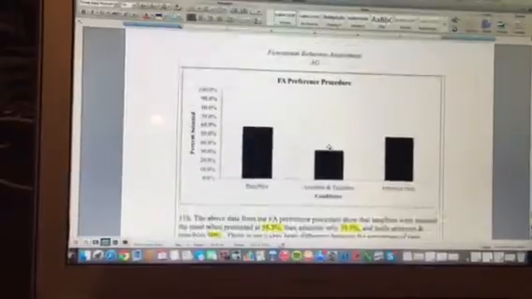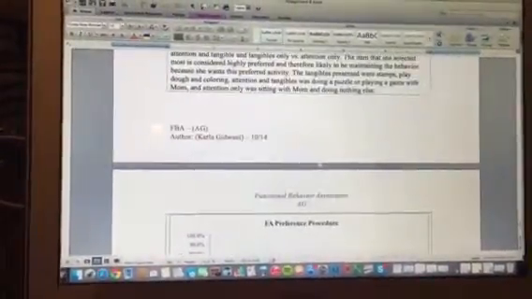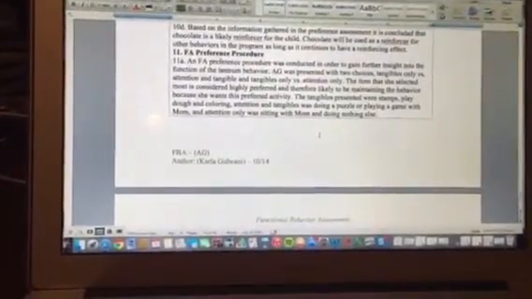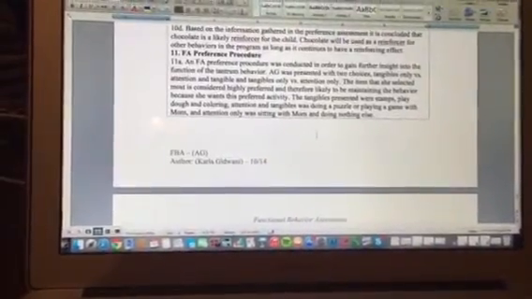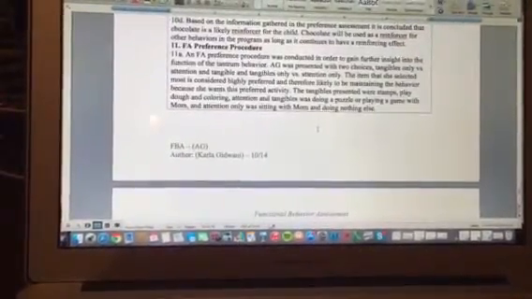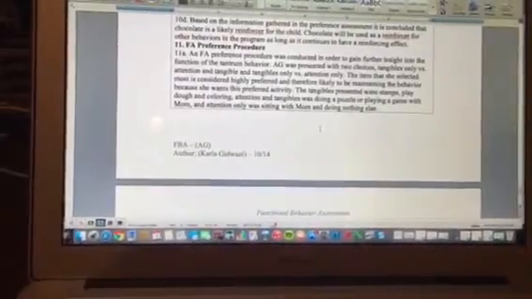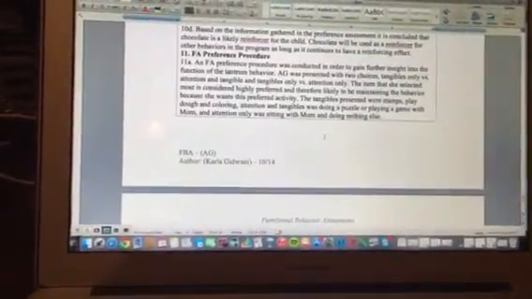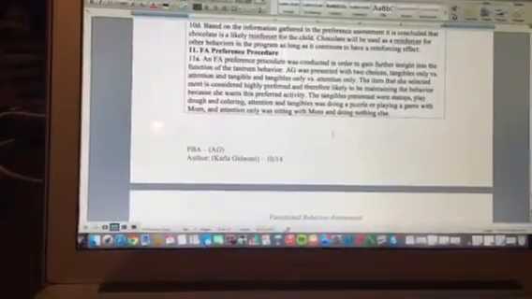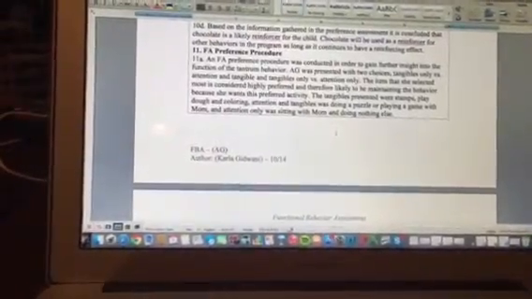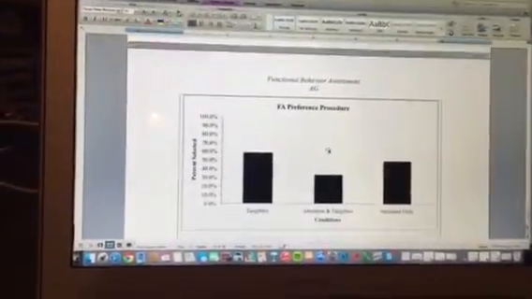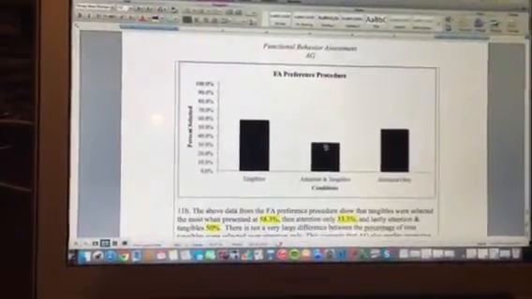Finally, we conducted an FA preference assessment. For this preference assessment, the child was given 2 choices: tangibles only versus attention, and tangibles only versus attention only. The item that she selected most is considered highly preferred and therefore likely to be maintaining the behavior because she wants this preferred activity. The tangibles presented were stamps, Play-Doh, and coloring. Attention in tangibles was doing a puzzle or playing a game with mom, and attention only was sitting with mom and doing nothing else. And these are the results of the FA preference procedure.